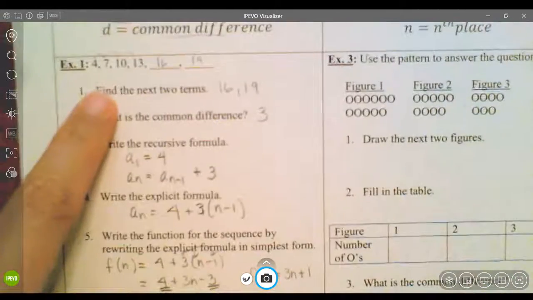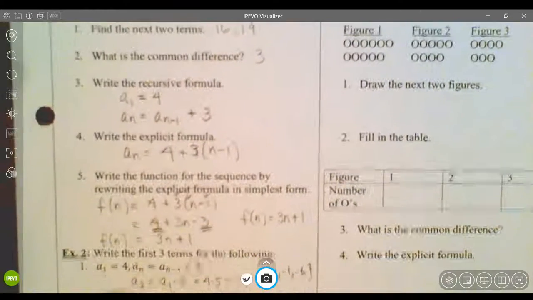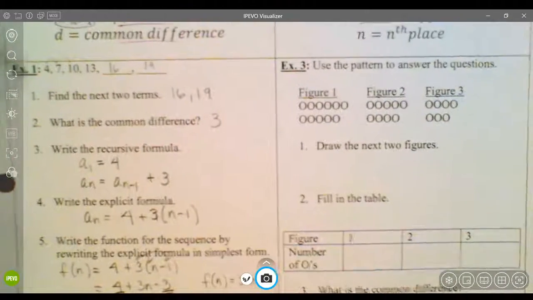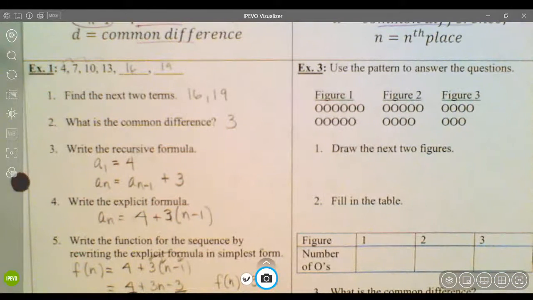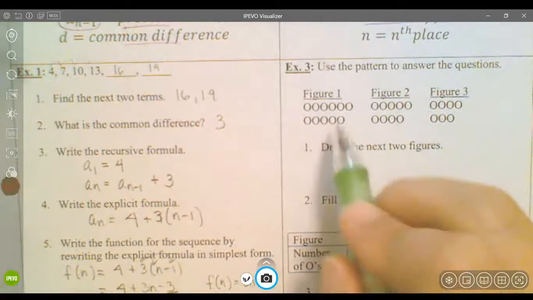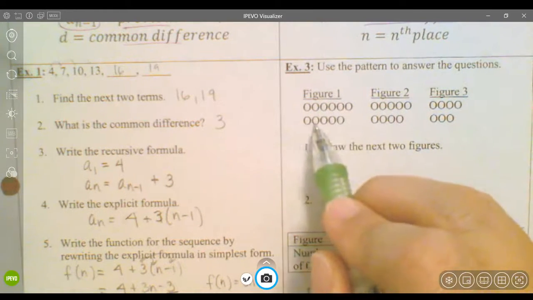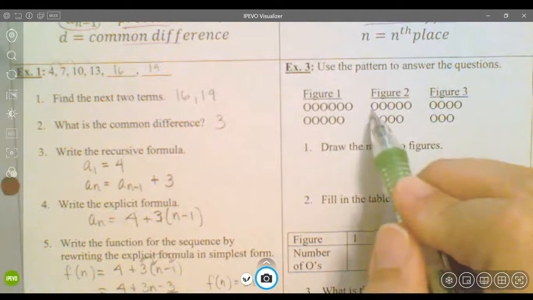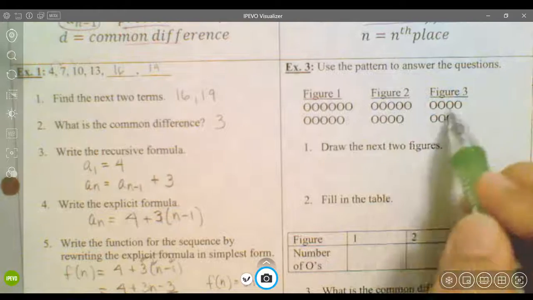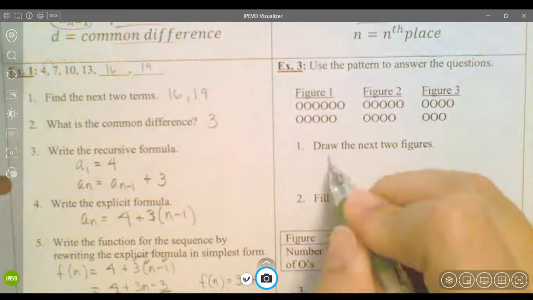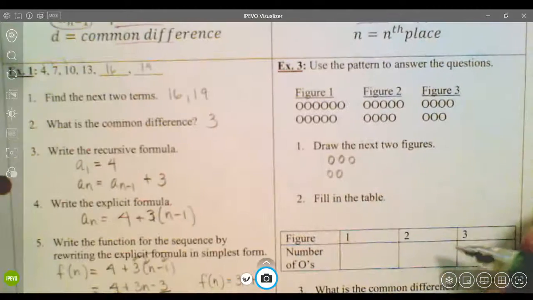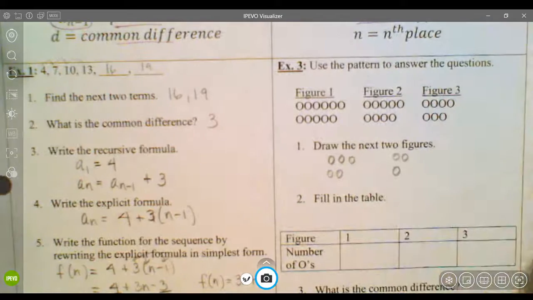Now, sometimes you're going to have a list, like in example 1. Sometimes you'll have formulas. Sometimes you'll have pictures. And I don't draw pictures. I just use O's. I just did a series of O's. So let's look at figure 1. Figure 1 has 6 circles with 5 below it. Figure 2 has 5 with 4. Figure 3 has 4 with 3. All right, draw the next two figures. So it looks like the next one will have this, and then the next one will have this. It looks like we're decreasing a circle each time.